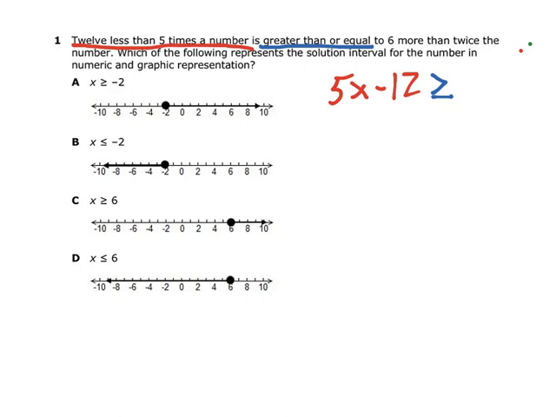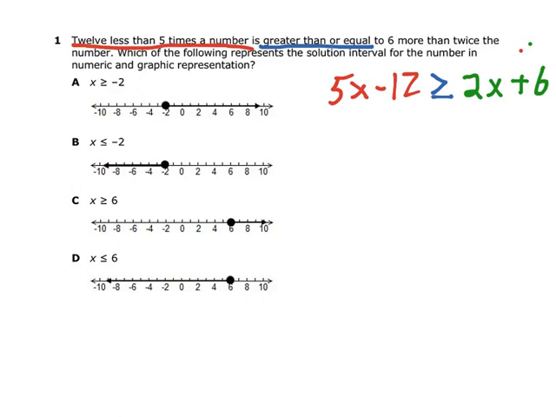6 more than twice the number. So twice that same number, so it would be 6x. Oops, sorry. My mistake, misread it. So 6 more than twice the number. Twice the number would be 2x, and 6 more than that, plus 6. Okay, so now we have the inequality, which makes it a little bit easier to work.